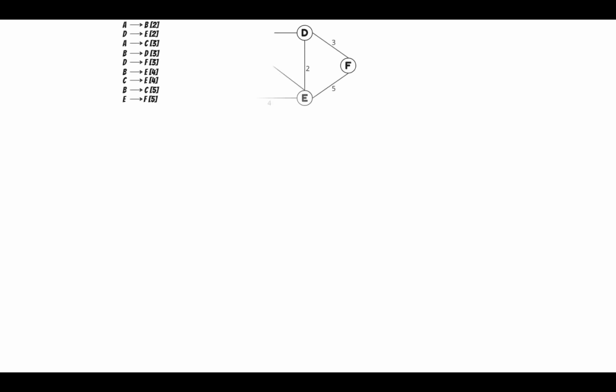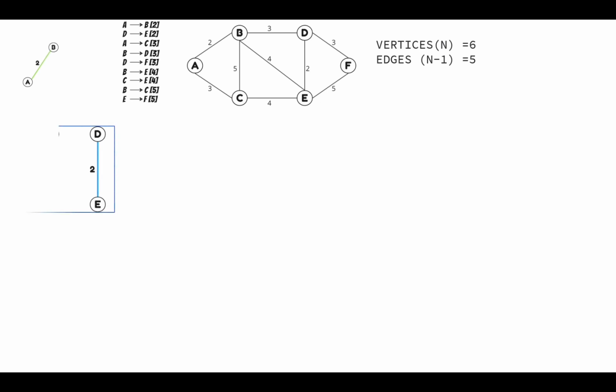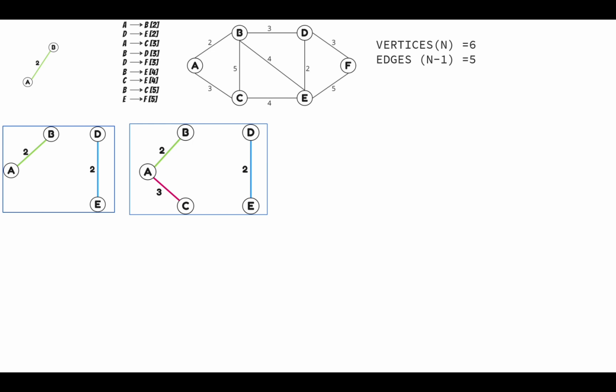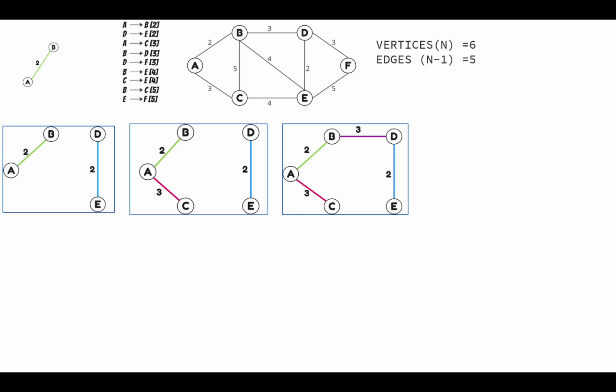Add the edges to the spanning tree one by one. Let's select the vertices A and B since it has the minimum cost edge 2. Then DE as the next minimum cost edge 2, so adding DE to the graph. Again step 2 until all the vertices are covered. Now consider AC with a value of 3. Ensure that no cycle is formed. Now consider BD, which has a cost of 3. Now connect BD and check whether any cycle is forming or not. No cycle is formed, right?